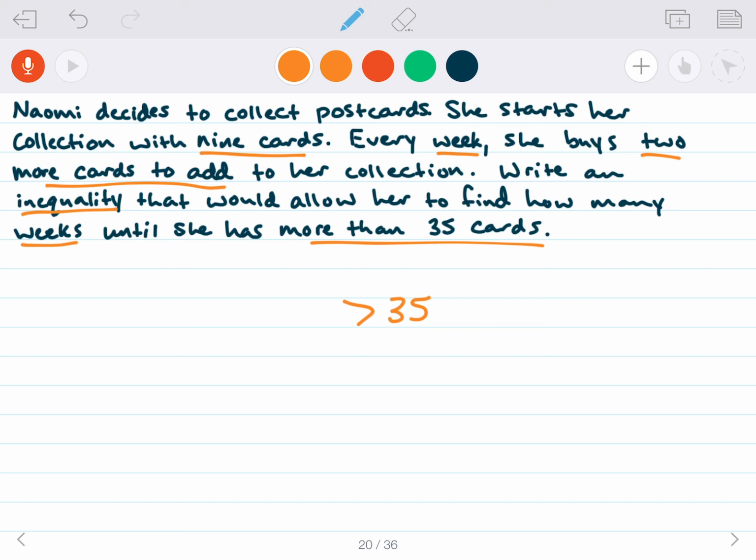So she starts with 9 cards, right? And every week she buys 2 more cards to add to her collection. So plus 2 times W, depending on how many weeks. Right? Weeks is the variable here. How many weeks until she has more than 35 cards?